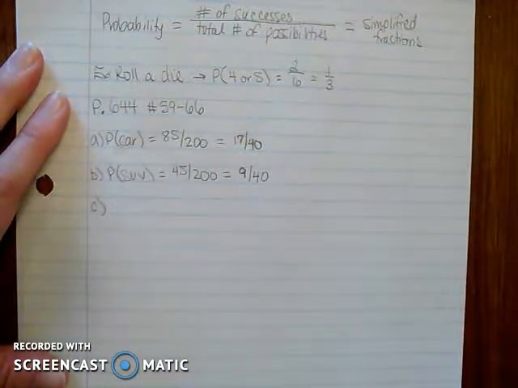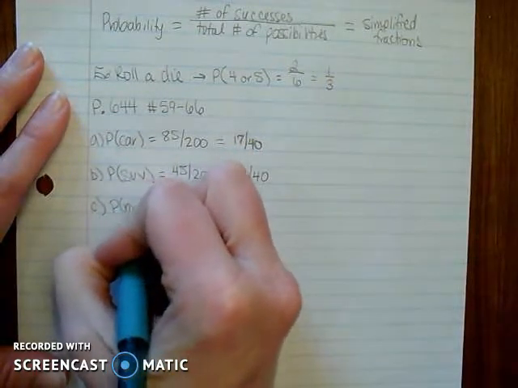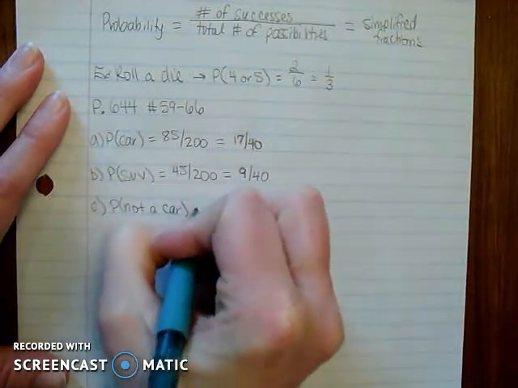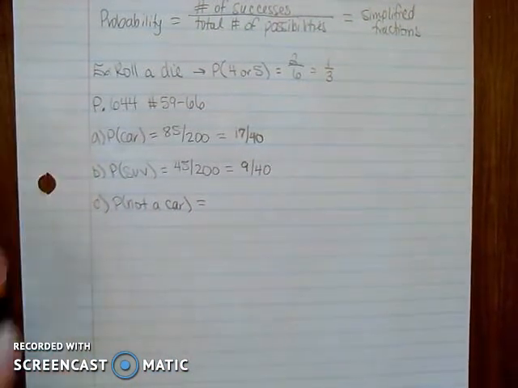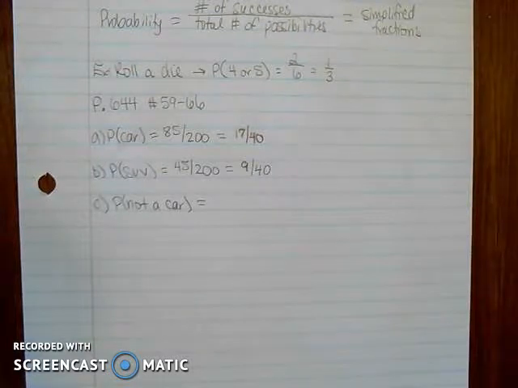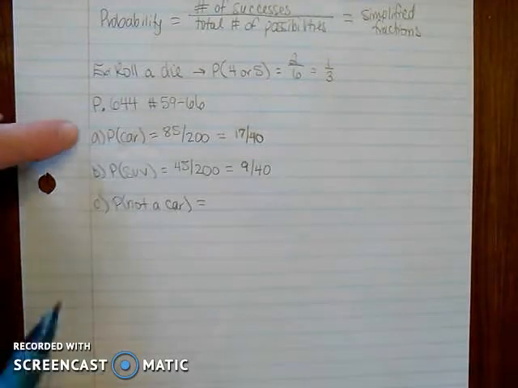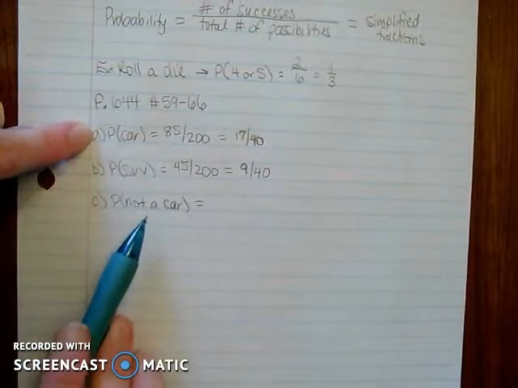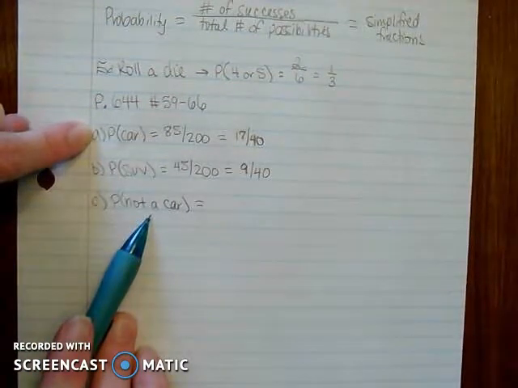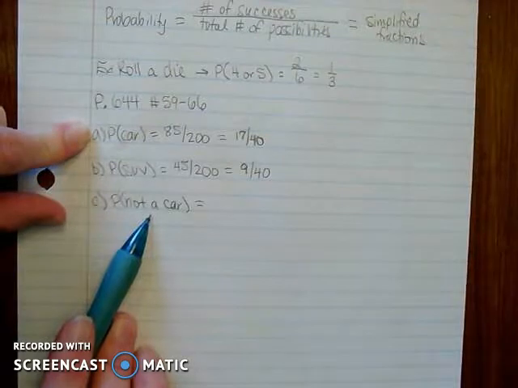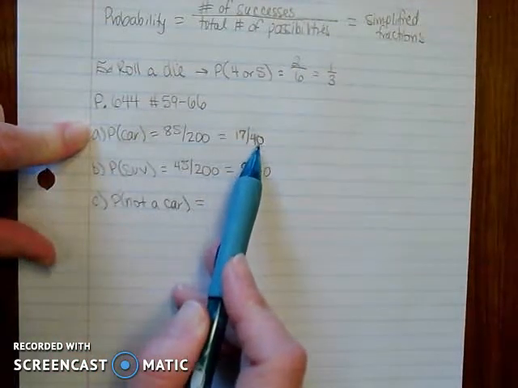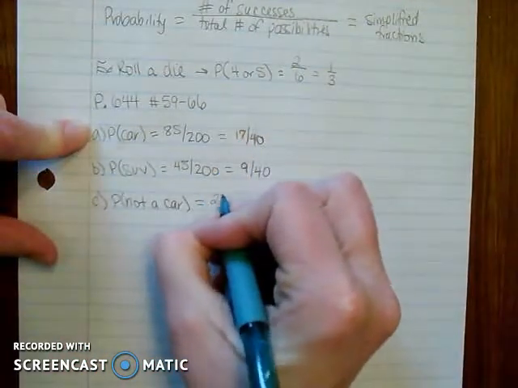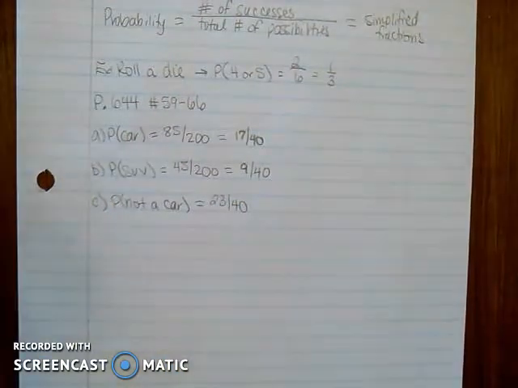Part C, probability that it's not a car. Now there's 2 ways to do this. When you look at not a car, that means you want a truck or an SUV. So you can do 70 plus 45 and take that out of 200. What I'm going to do is something called the complement. So if you notice, part A wants a car, part C wants not a car. Well, that means they need to add to 100%. So what I'm going to look at is 40 minus 17 would give me 23 out of 40. And that's your answer just like that.